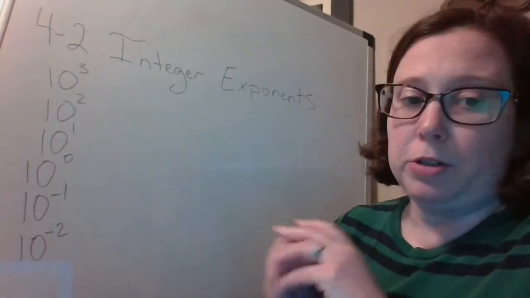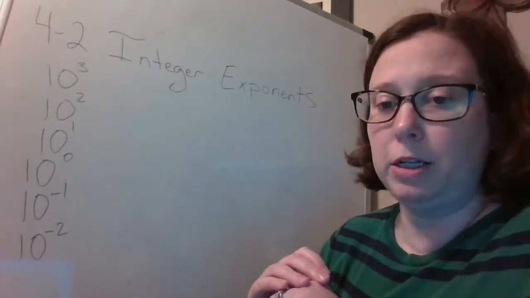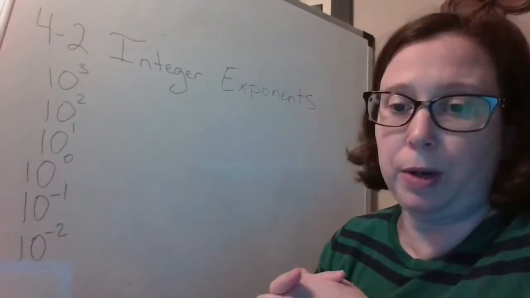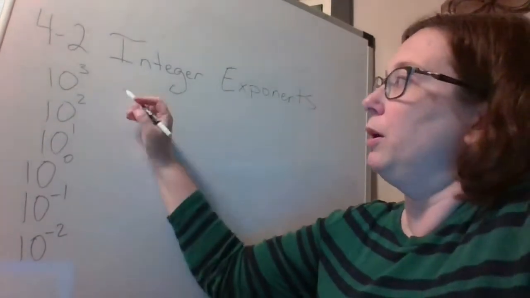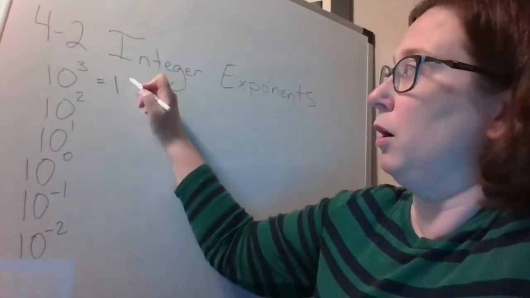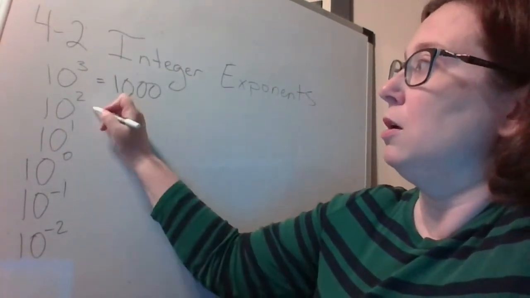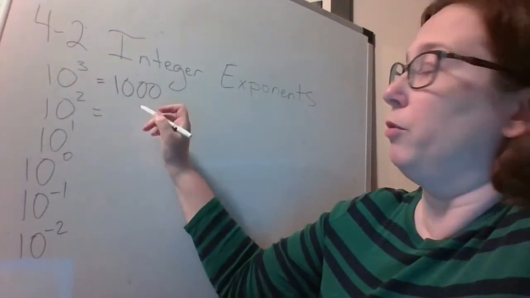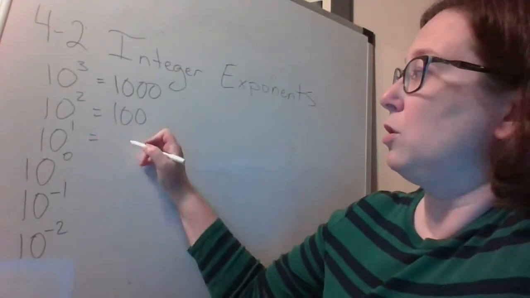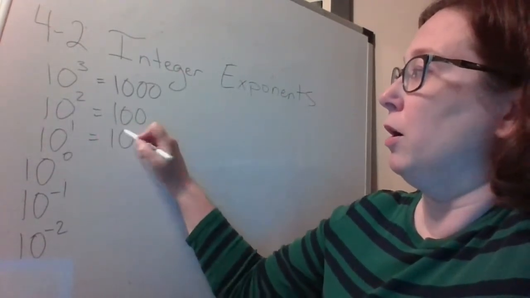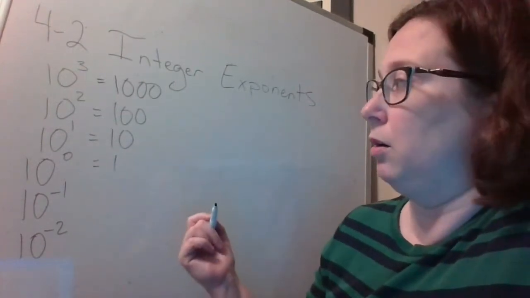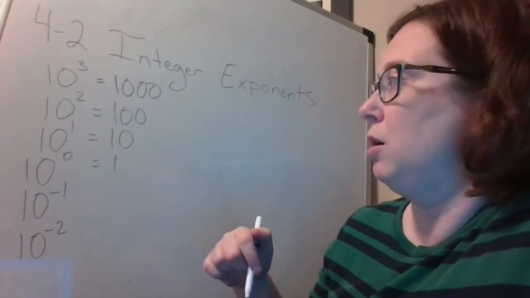So when we look at powers of 10, with a positive exponent, that power is going to tell you how many zeros you have after your 1. So if we have 10 to the power of 3, we're going to have a 1 and 3 zeros. 10 squared, or to the power of 2, we have a 1 and 2 zeros. 10 to the power of 1, we have a 1 and 1 zero. And 10 to the power of 0, we have a 1 and no zero.